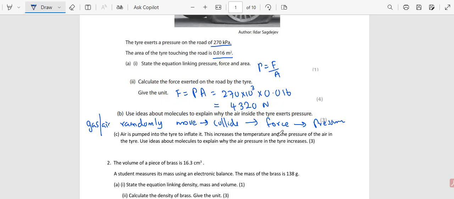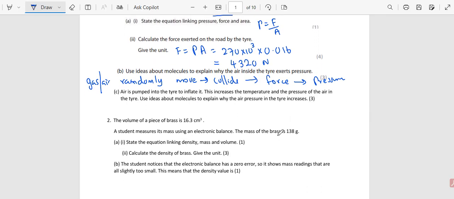Right. Next one, air is pumped into the tire to inflate it. The increase in temperature and the pressure of the air in the tire. Use the ideas about molecules to explain why the air pressure in the tire increases, right? So that one, the last part we just discussed, right?